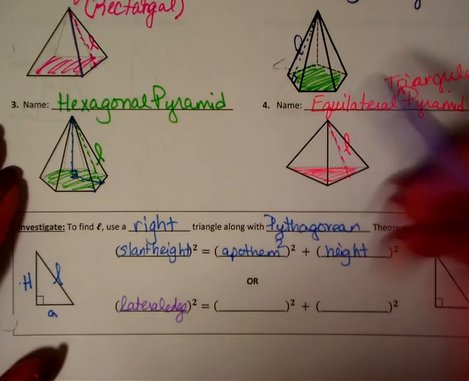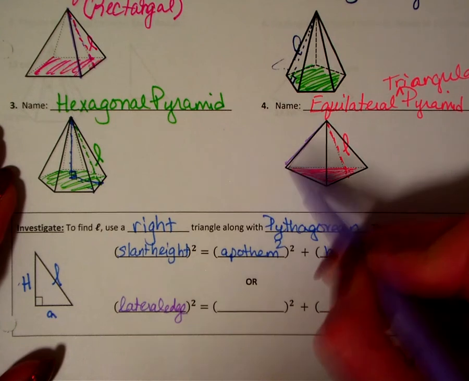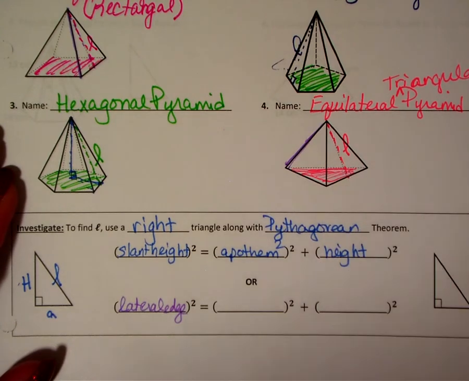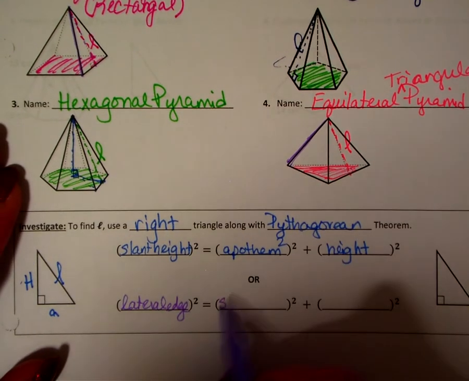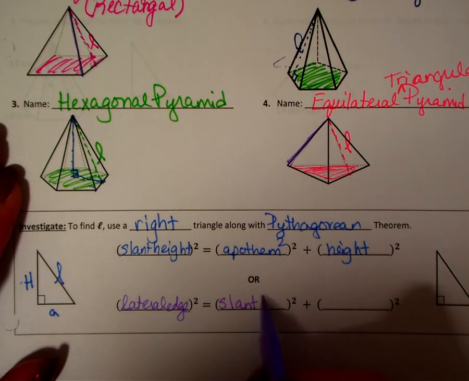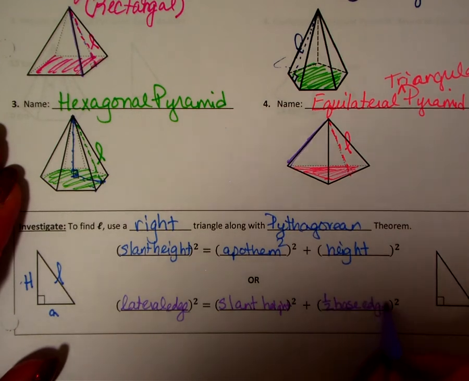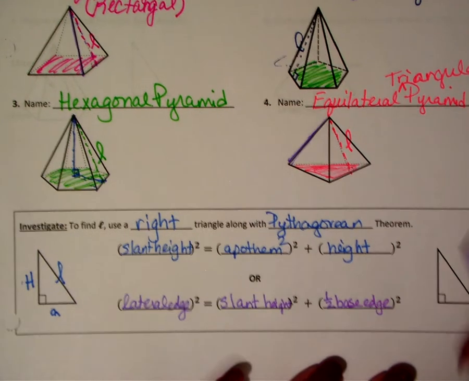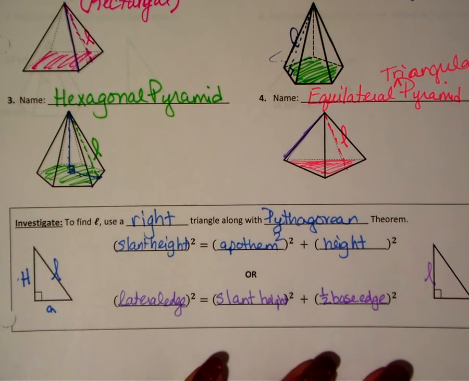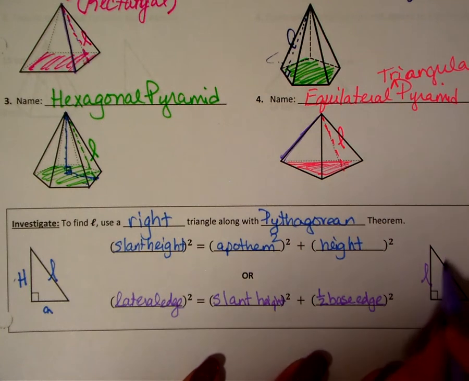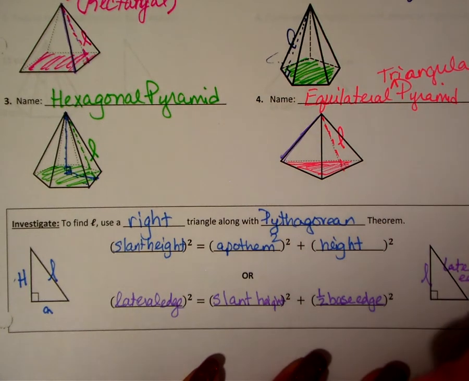Okay, so remember here, this would be like your lateral edge, the side. Then you would have your slant height squared plus half the base edge squared. Okay, so if that's the case, then this would be your L. This side would be your lateral edge. And then this would be half your base.